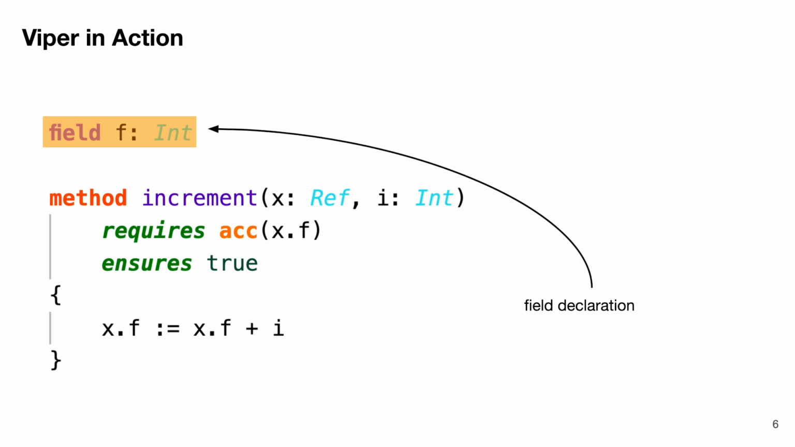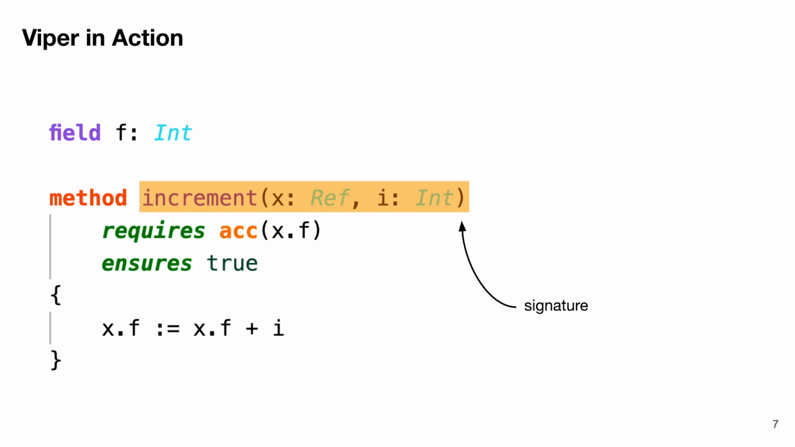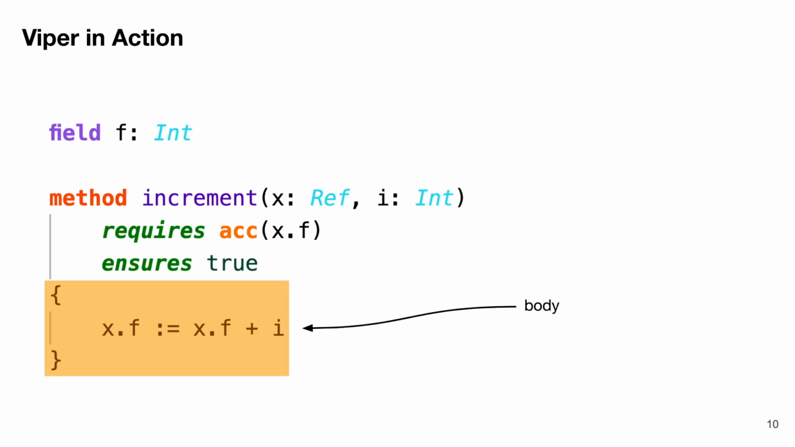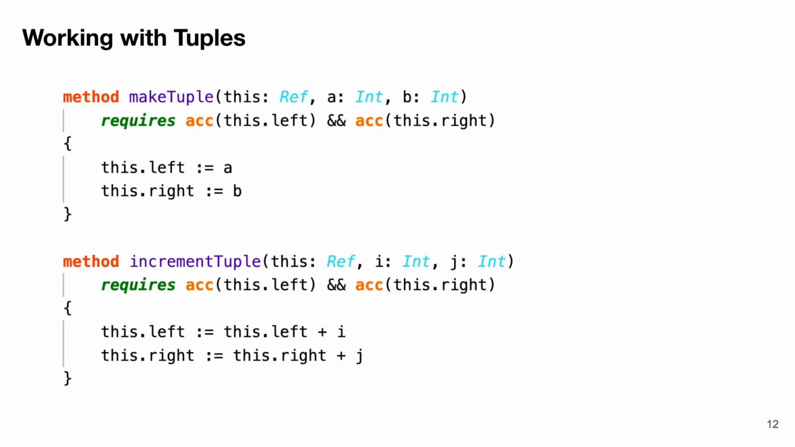So here's a sample Viper file. Here we have a field declaration, a method signature, a precondition, a postcondition, and a method body. Now let's talk about predicates. These are two methods in Viper that verify some work with tuples.